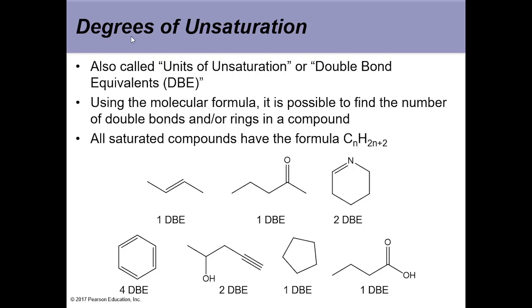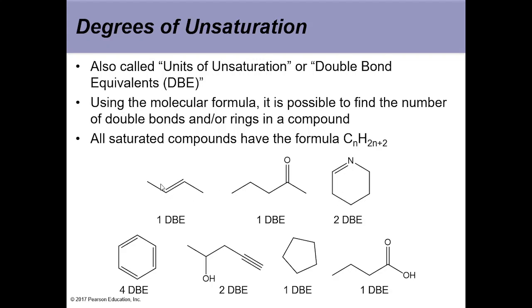Now, when we say degree of unsaturation, we can also name it double bond equivalence. From the previous discussion, we already know that double bond equivalence can be a double bond or a ring. Each double bond, or each pi bond, let's put it that way, counts as 1 double bond equivalence, as well as each ring structure.